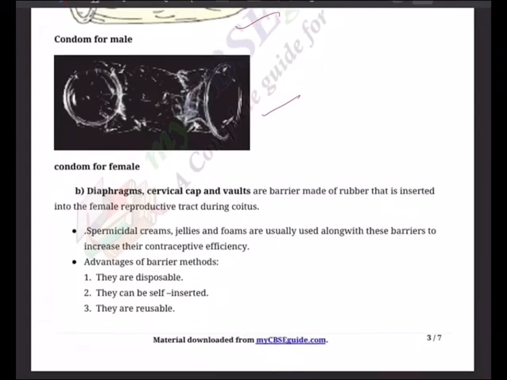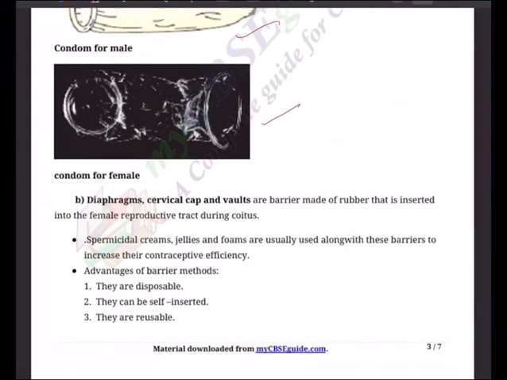Second, we have got diaphragms or cervical caps or vaults. These are barriers made of rubber that are inserted into the female reproductive tract during coitus. And then spermicidal creams, jellies and foams are usually used along with these barriers to increase their contraceptive efficiency. So the advantages of barrier methods: they are disposable, they can be self-inserted, they are reusable.